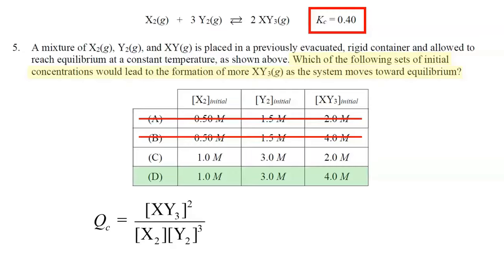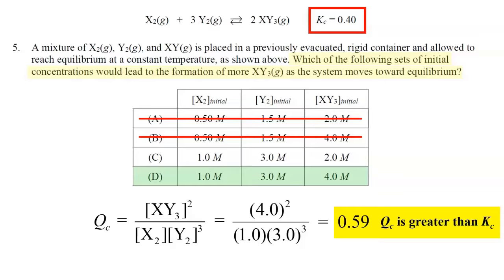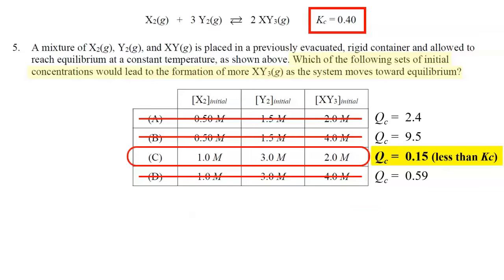So when I check the data for choice D, it's going to be 4 squared divided by the product of 1 times 3 cubed, and this math leads to a value of 0.59, which again is greater than K. So again, the correct answer for question 5 is choice C. We're looking for a net conversion from left to right, or from reactants to products, and the reason why choice C is the correct answer is because it's the only choice in which Q is less than K.